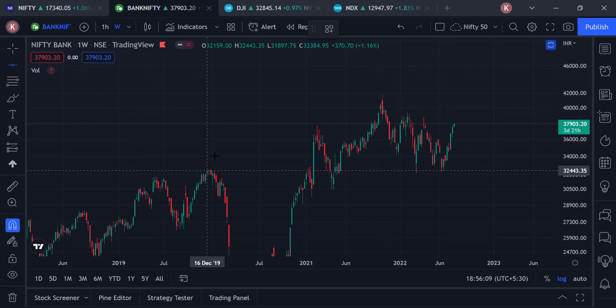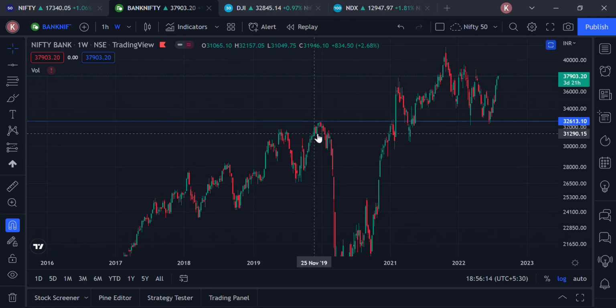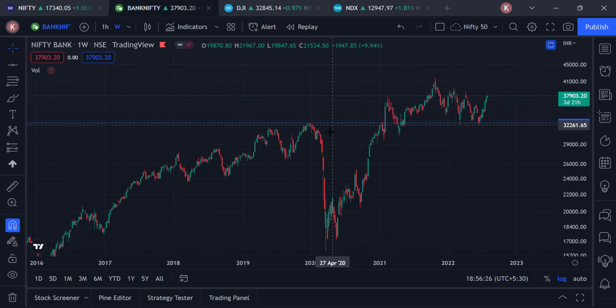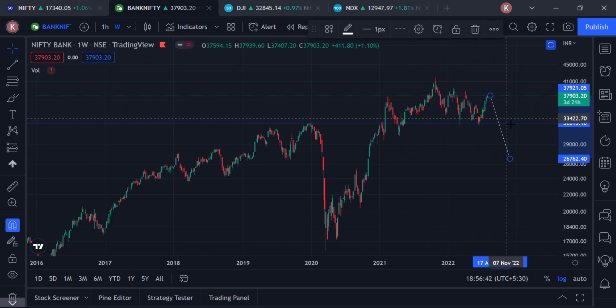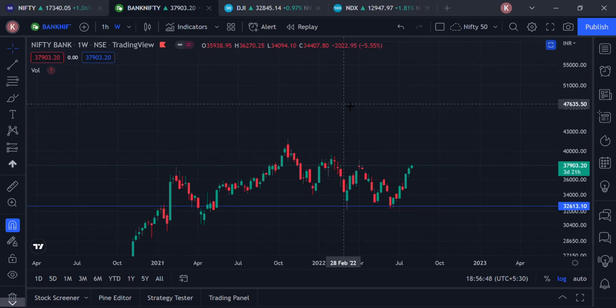The same thing which we discussed in the Dow Jones and the Nasdaq, that this was the previous resistance zone from where Bank Nifty crashed during COVID time, and after that we have broken out of this zone again, retested it, gone up again, retested it, gone up again, failed, and come down. So this zone has been tested multiple times. So whenever it is going to come down, I don't think this time it is going to take support at this level.